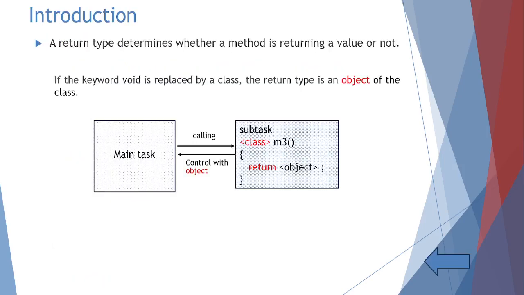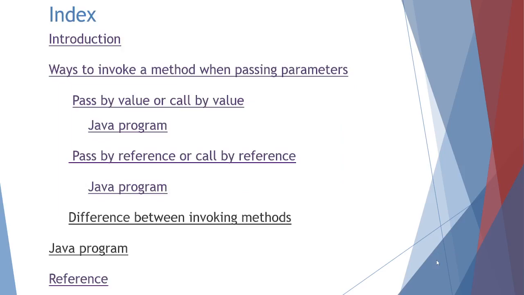We already know a return type determines whether a method is returning a value or not. If the keyword void is replaced by a class, then the return type is an object of that particular class. For example, the main task is calling a subtask, and instead of void, a class name is there, maybe String or any user defined class. Then it returns that particular object. This is how we call.